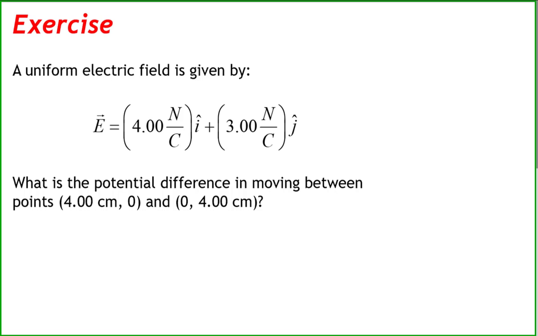A uniform electric field is given by 4.00 newtons per coulomb for its x component and 3.00 newtons per coulomb for its y component. What is the potential difference in moving between points, one point on the x-axis at 4.00 centimeters and the other point on the y-axis at 4.00 centimeters?